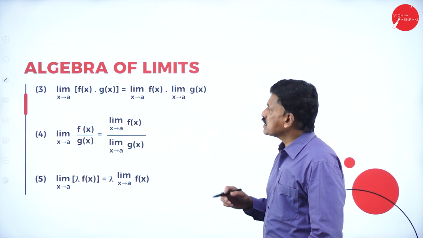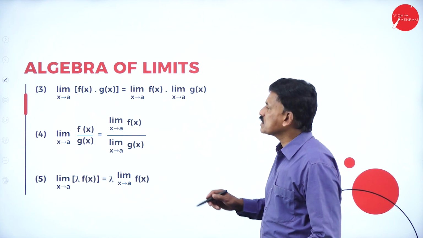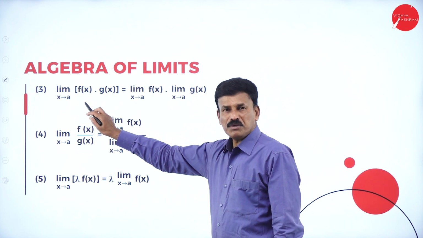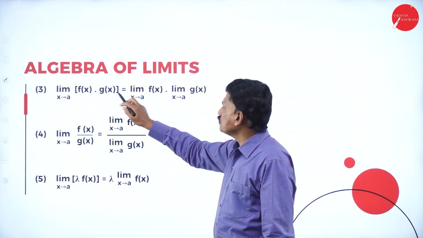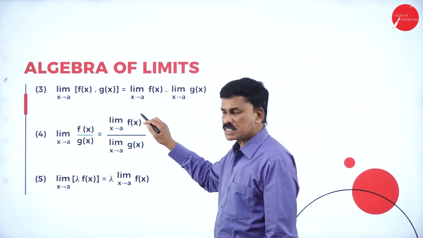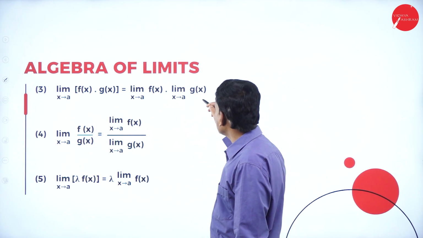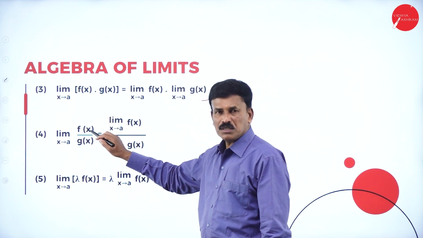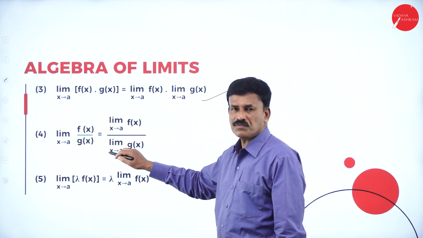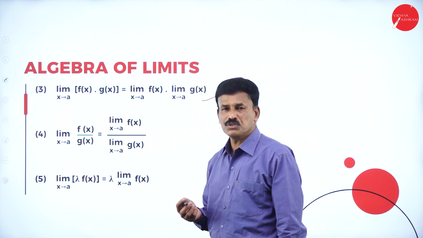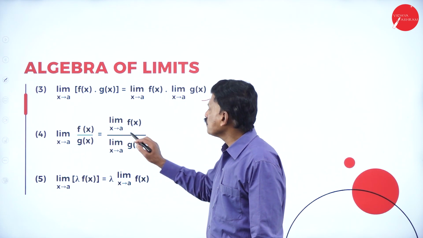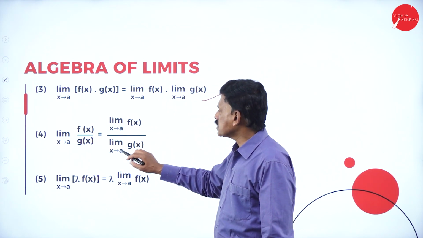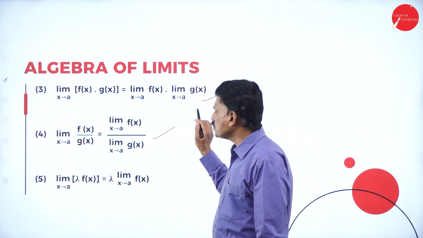Now suppose limit x tends to a of f(x) into g(x), a product. It can be written as limit x tends to a of f(x) into limit x tends to a of g(x). Suppose it is a quotient, limit x tends to a of f(x) by g(x). Just apply the limit for both numerator and denominator: limit x tends to a of f(x) divided by limit x tends to a of g(x).